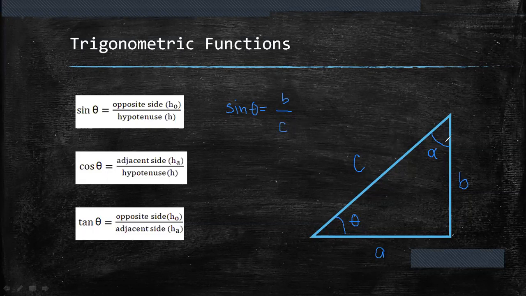Now, let's consider this angle alpha. Using the same trigonometric function, sine alpha is equal to the opposite side of the angle alpha, which is side a, over the hypotenuse of the triangle, which is c. And following this step, you can also get the cosine theta and tangent theta.